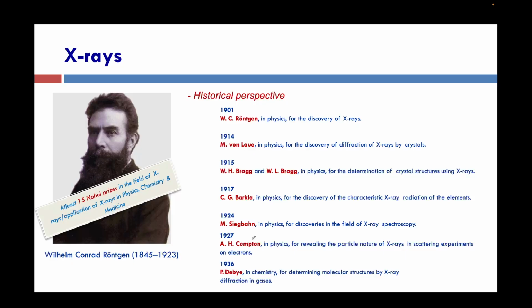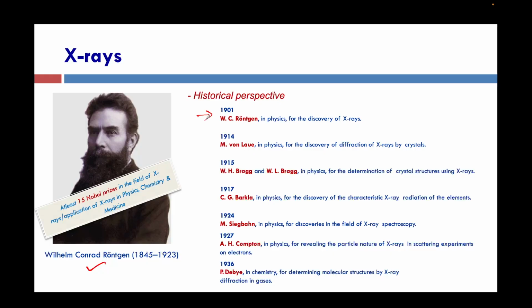This slide contains a typical historical perspective of X-rays. As we know, X-rays were discovered by the scientist Wilhelm Conrad Röntgen. He was the first person who discovered the X-ray, and this discovery happened, as you can see, in 1901.